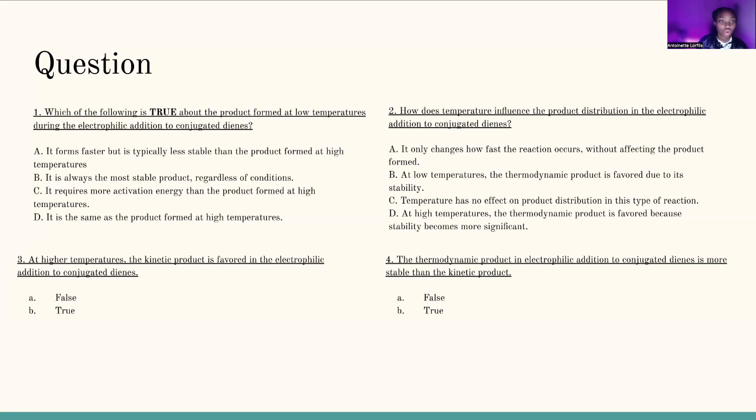So for this, I'm going to go with A because it's referring to the kinetic product, which is going to form at lower temperatures. And it's also going to form a lot faster as well and be less stable.